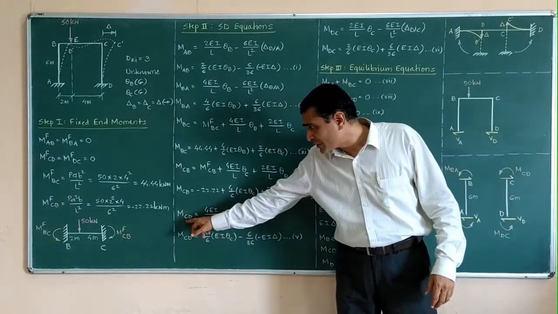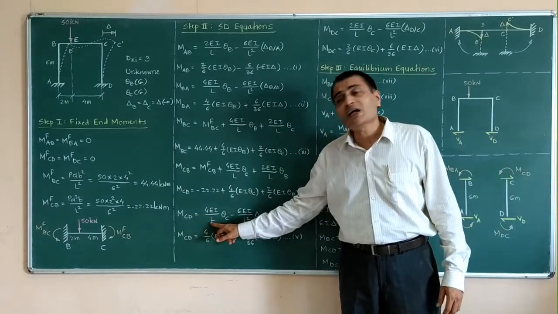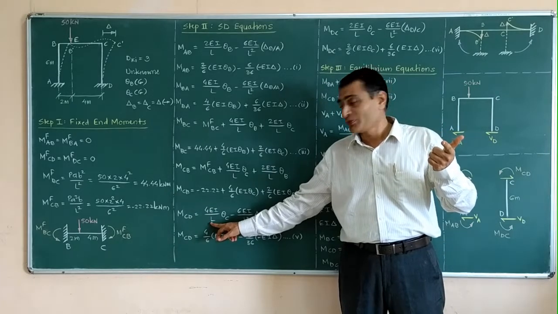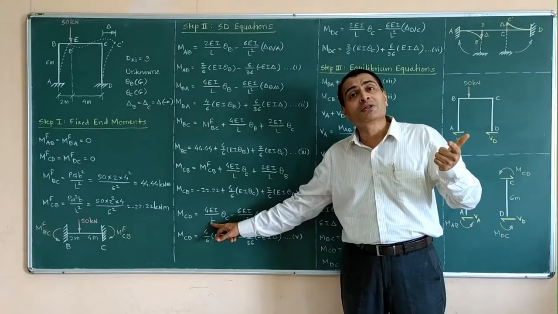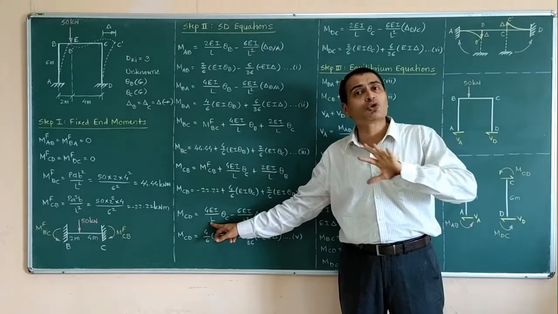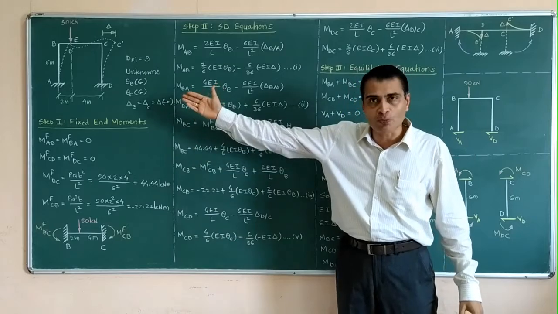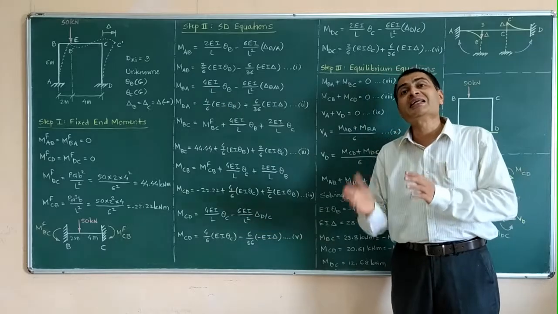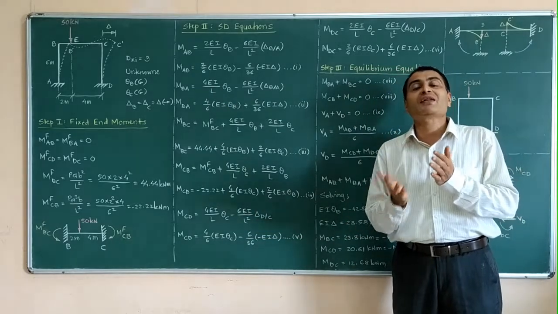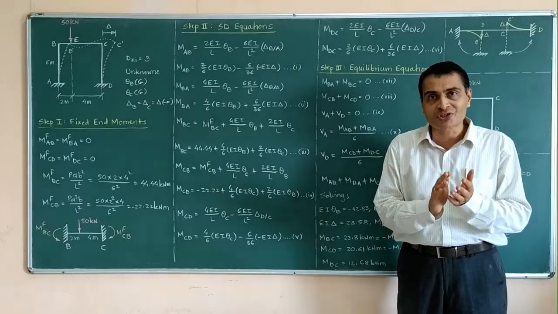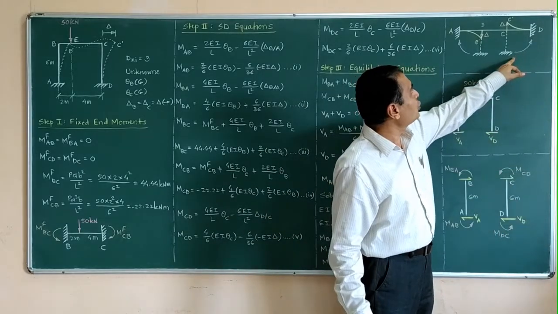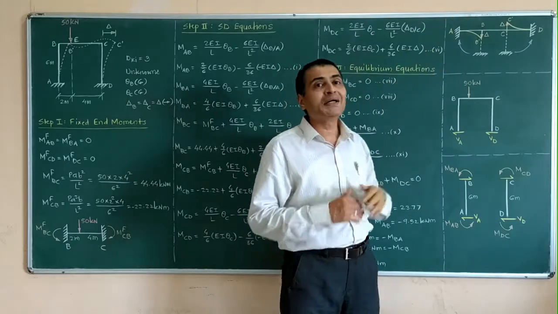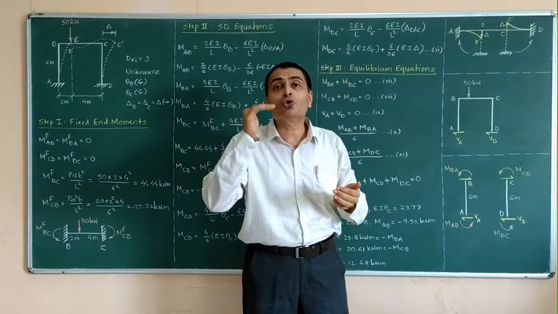M of CD: 4EI upon L into theta C. No fixed end moment, no far end rotation, so that 2EI upon L theta D term is absent because theta D is 0. It's a fixed support. Lastly, negative 6EI over L square delta D relative to C. It is always right relative to left, or second relative to first. Coming here, you are observing that C is going up. When C goes up, relative to C, D goes down.